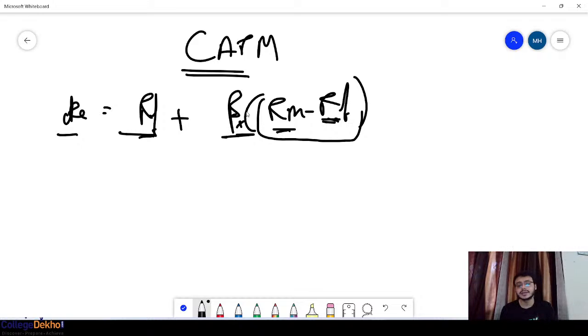Then we talked about the three types of beta. Beta greater than 1 is your aggressive beta, that is, it moves more than the market. Beta less than 1 is the defensive beta, that is, it moves less than the market in either direction. And beta equal to 1 is the beta of the market, right?